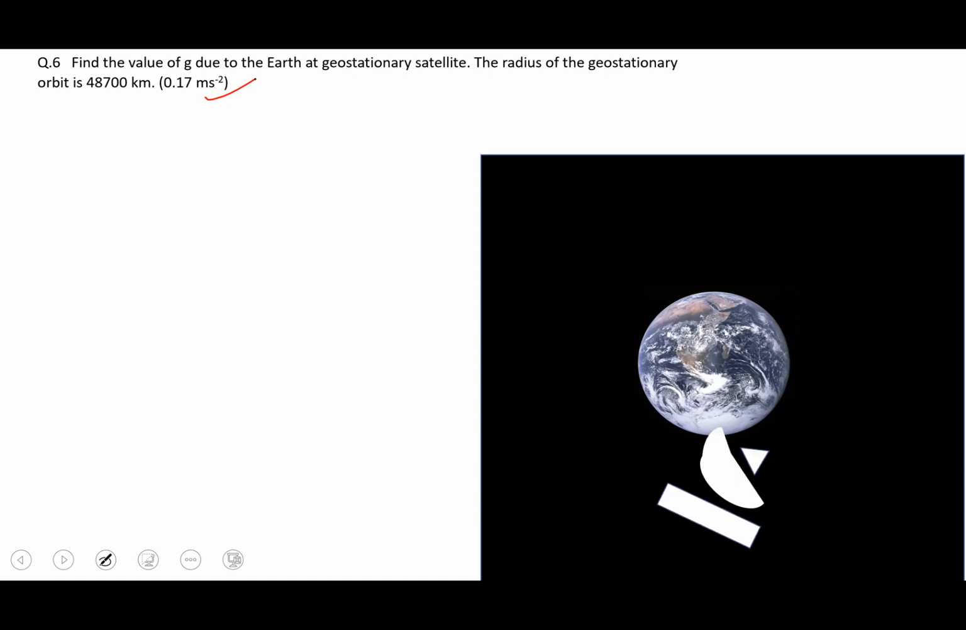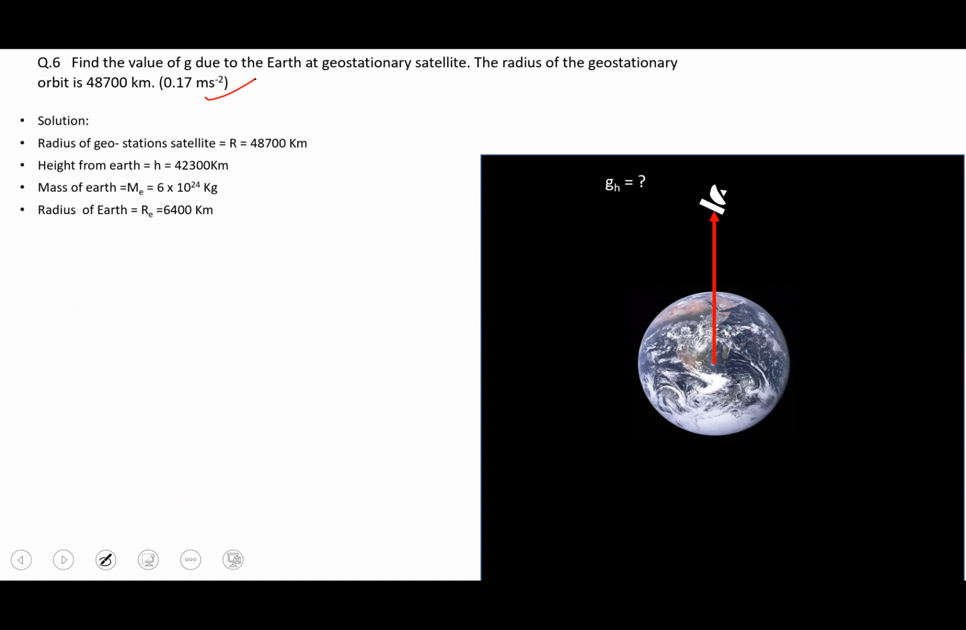So this is our Earth, and we have a satellite over here. Let's squeeze it down to the size and move it to 4,870 kilometers. So here's the height plus the radius, and we have to find the value of G. Here is the revolution, and we have to find the value of G at that point.